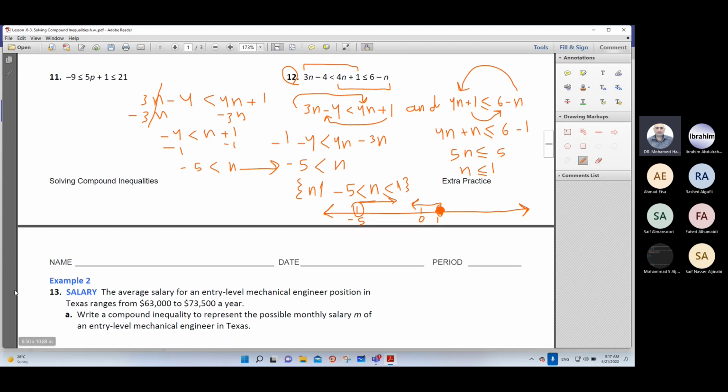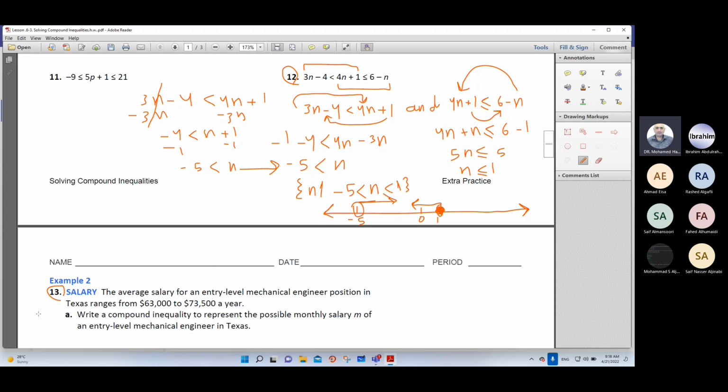Okay. Who can read exercise number 13, please? Yes, Michelle. In Texas, ranges from $60 billion to $70 billion a year. Right? Qualities represent the possibility to be set up and actually developing technology. Thank you, Michelle.